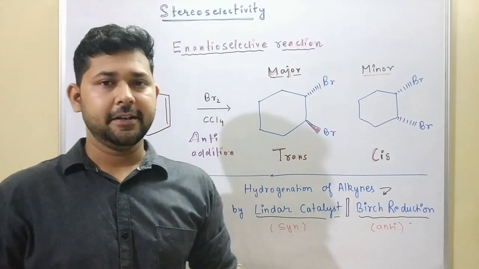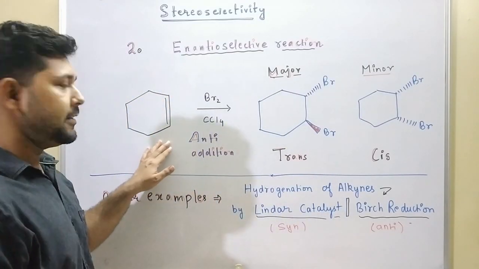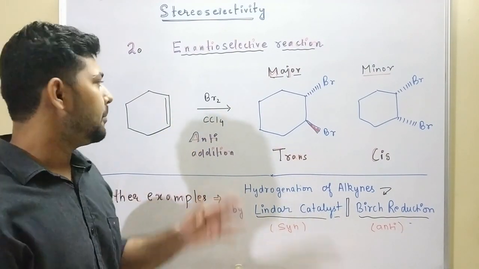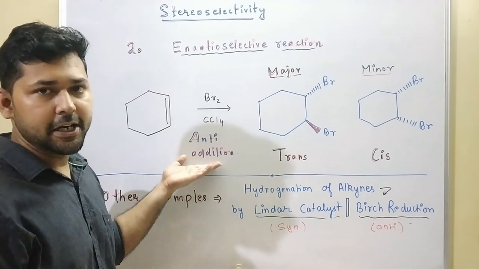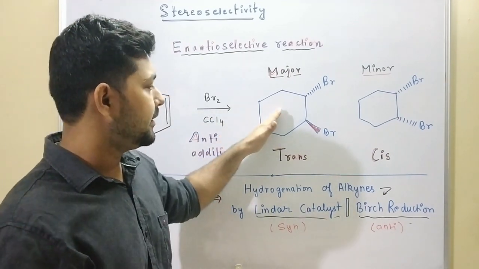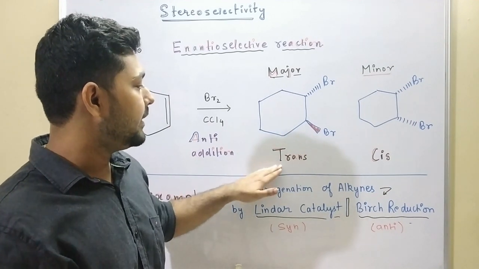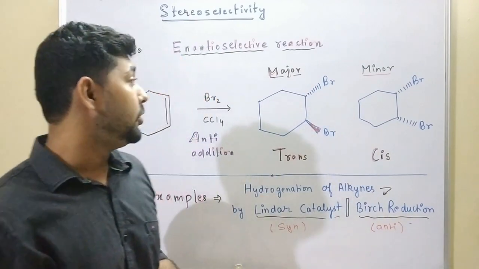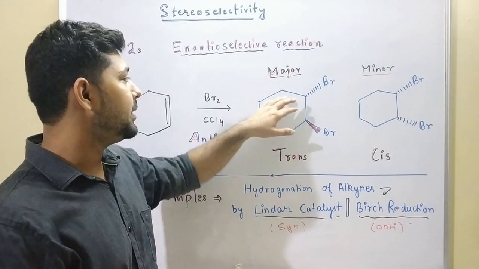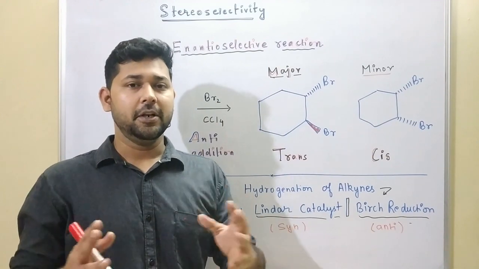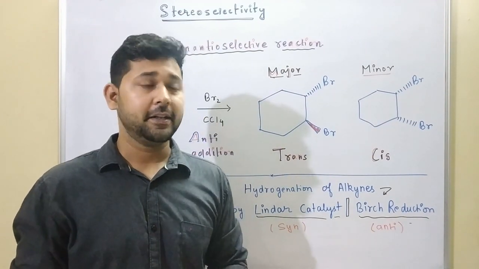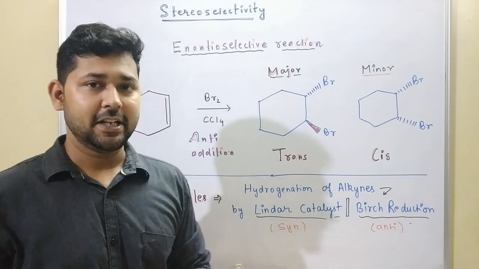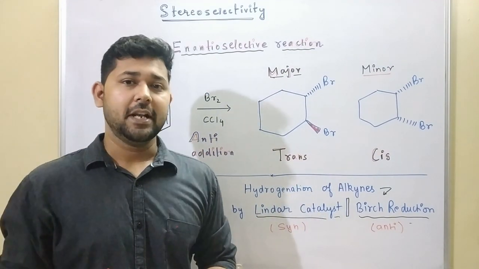Second is the enantioselective reaction. Here, this is the reactant, cyclohexene, I have taken, and the addition is Br2 addition, and it is anti-addition. We'll get the products. This is anti-addition, right? So we'll get trans as one product, and cis as the second product. And you all know for anti-addition, the major product will be the trans product. Here also we got two products. One is the major product, and both are basically stereoisomers. So it is a stereoselective reaction, and it is an enantioselective reaction.